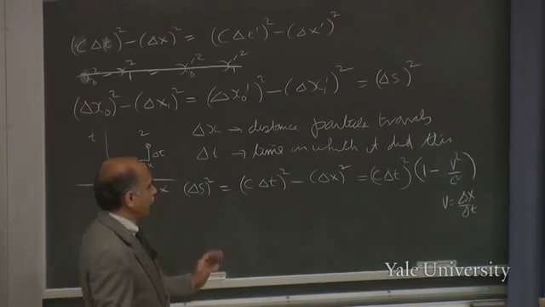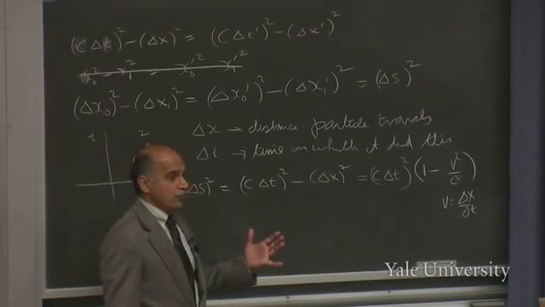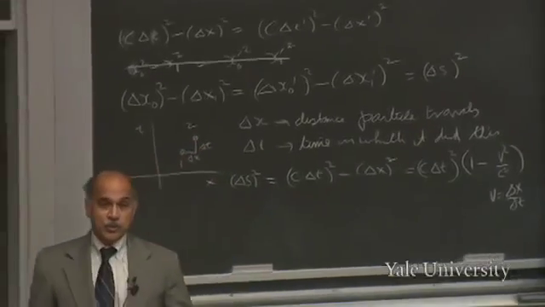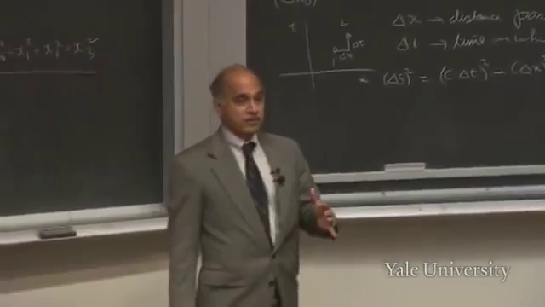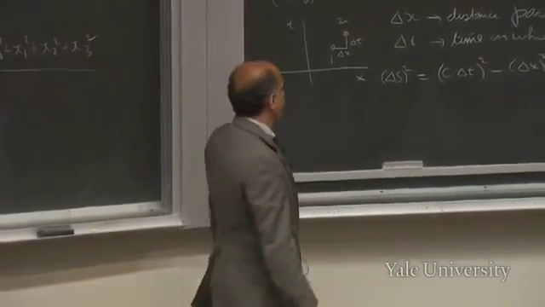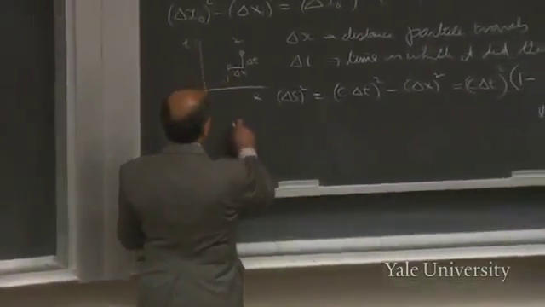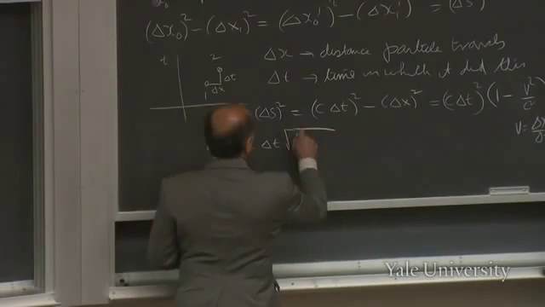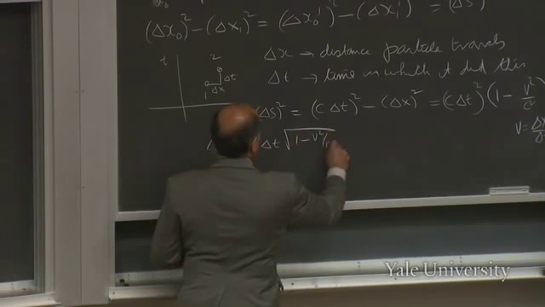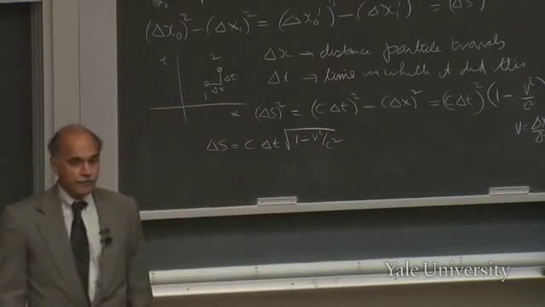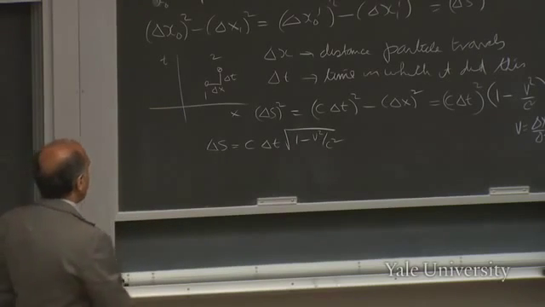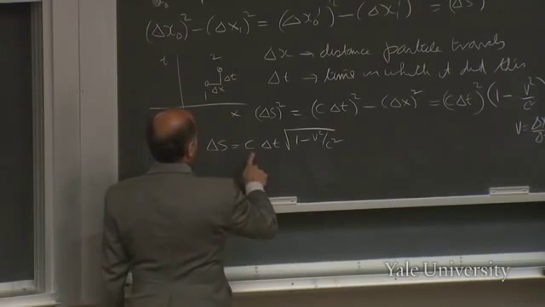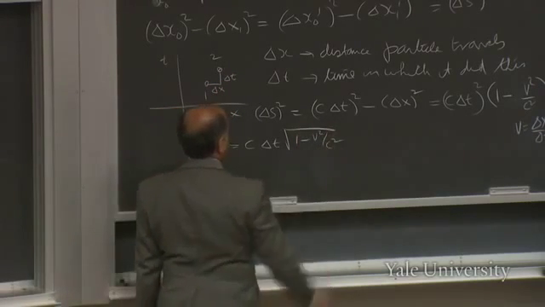I will always use v for the velocity of a particle that I'm looking at, and u for the velocity difference between my frame of reference and your frame of reference. So u is always the speed between frames, and v is the speed of some particle I'm looking at. So let's take the square root of both sides, and we find delta s equal to c delta t times square root of 1 minus v squared over c squared. So the space-time interval between two events in the life of a particle is c times the time difference times this factor.